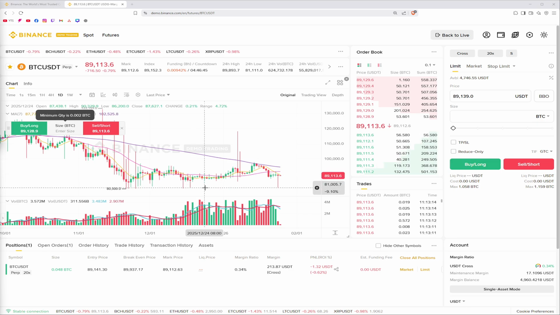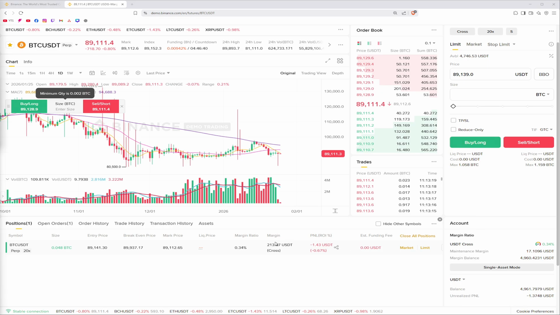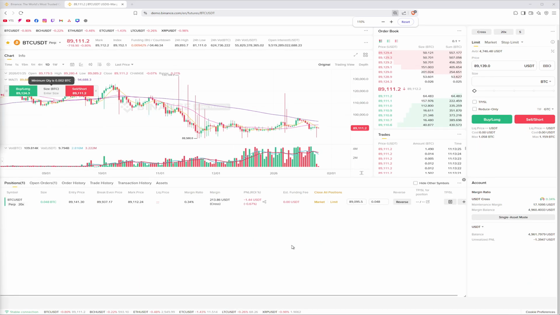So for futures, you have multiple ways right here. You have to select the open position, for example, this one. Now you can go ahead and make it smaller until you find Market. Just click on Market and it will instantly close the position, of course at the current best market price.